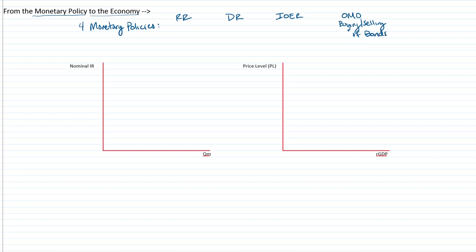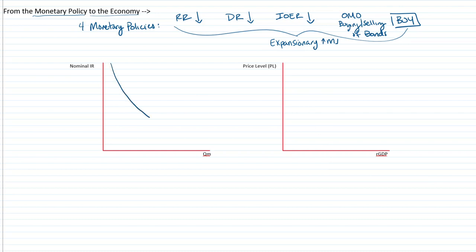And so in this case, let's put all of these somewhat in the same direction. So the Fed's going to lower the reserve ratio, lower the discount rate, lower the interest on excess reserves, and they are going to buy bonds. All four of those policies would be considered expansionary and would increase the money supply. And so let's demonstrate what that does here.